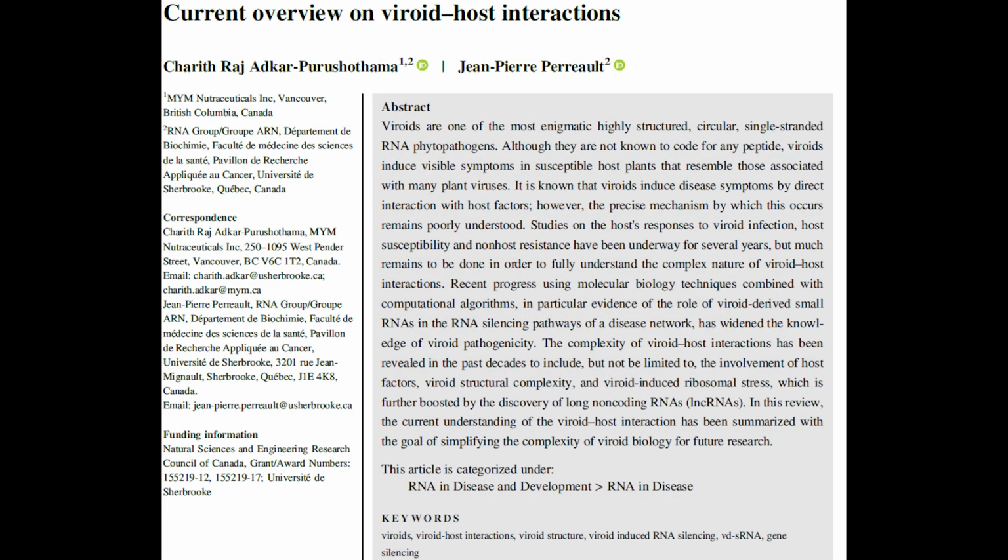Okay, so I'm going to move to this report here. I have a couple of these. I have two main ones that, if I don't get to everything here because Instagram doesn't let me or whatever, I want you to be able to reference them yourself. One of them is an advanced review by Charith Raj Adkar Purushottama and Jean-Pierre Perriot, probably, who knows? The review is called Current Overview on Viroid-Host Interactions, and it was published recently in 2019, so it's very up to date.